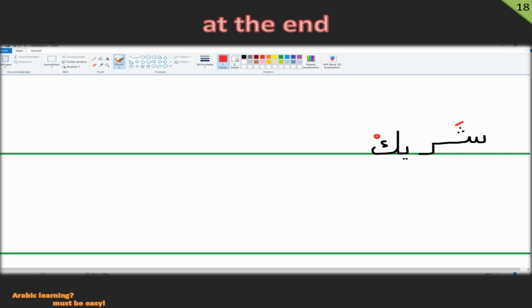Sharik. And now the second example. So malak, and with al-ta'rif would be al-malak.